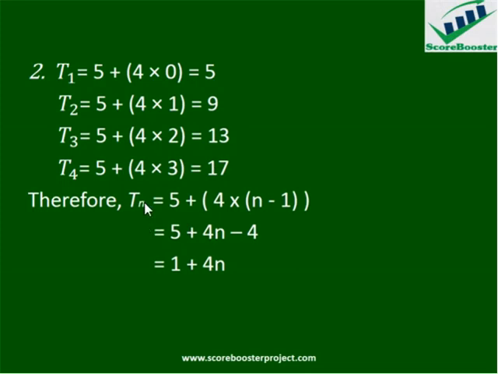If you have to find t20 here, that is when your n is 20, it will be t20 equals 1 plus 4 multiplied by 20. 4 multiplied by 20 is 80. 80 plus 1 will give 81. So 1 plus 4n is the general term of the sequence 5, 9, 13, 17, 21, and so on.